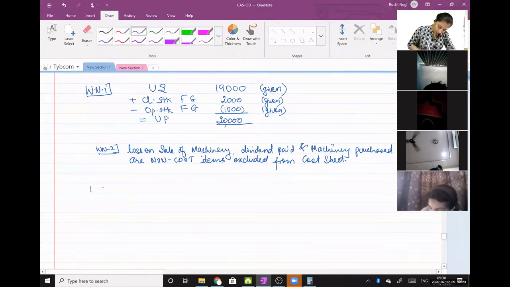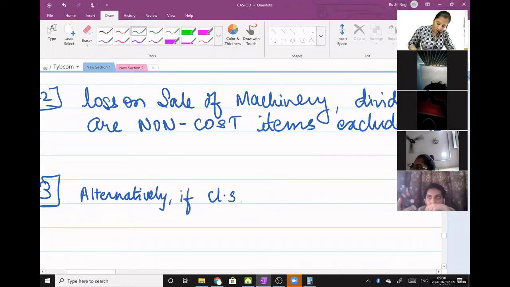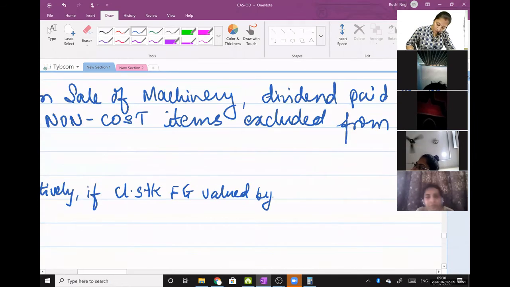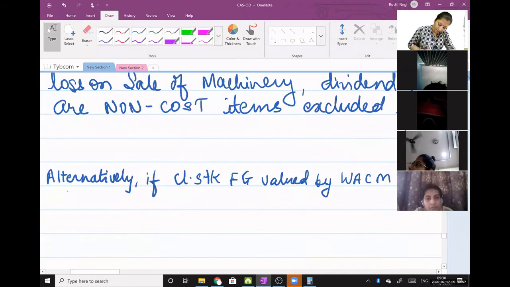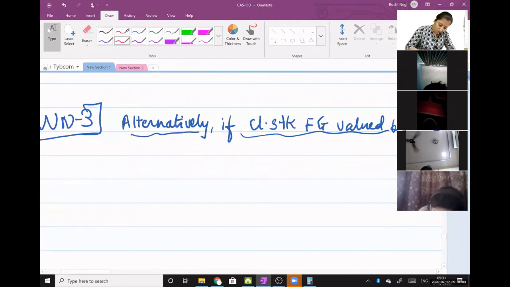Next, note number 3. Alternatively, if closing stock of finished goods is valued by weighted average cost, start from cost of production.